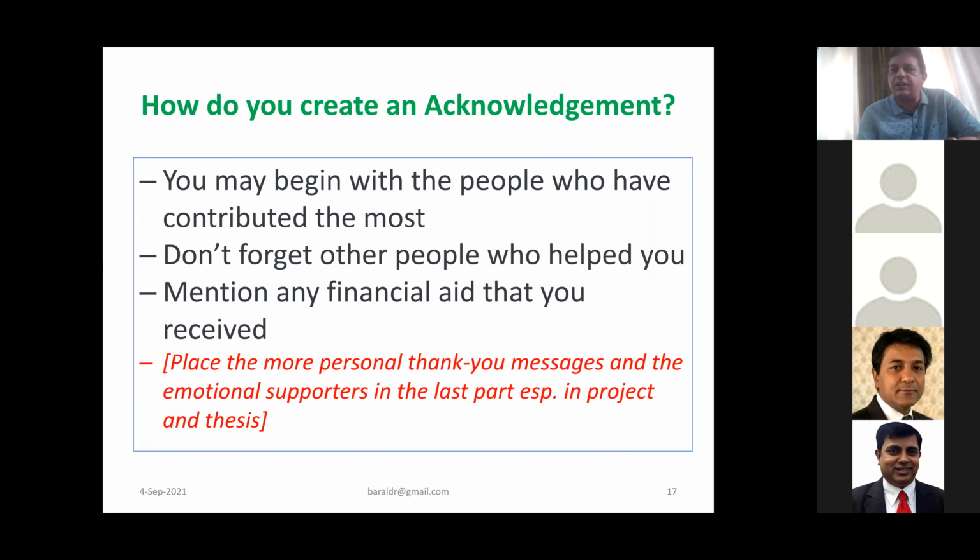And how do you create an acknowledgement now? You may begin with the people who have contributed the most. Don't forget other people who helped you, and mention any financial aid that you received. And place more personal thank you messages and emotional support in the last part, especially in a project and thesis, not in the research paper.